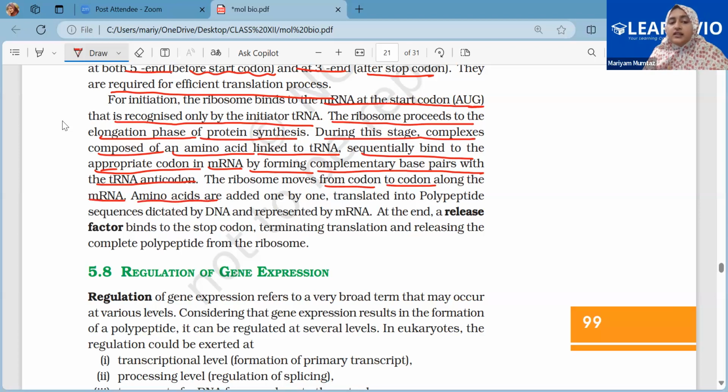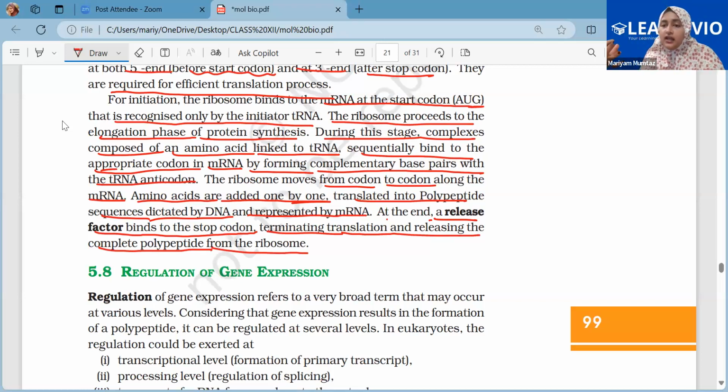The amino acids are added one by one, translated into polypeptide sequences dictated by DNA and represented by mRNA. At the end, a release factor binds to the stop codon, terminating translation and releasing the complete polypeptide from the ribosome. So the entire protein gets released, and this is how the process of translation takes place.